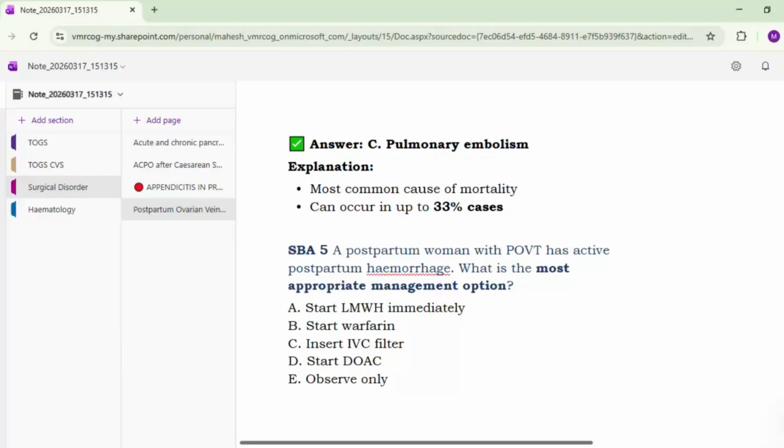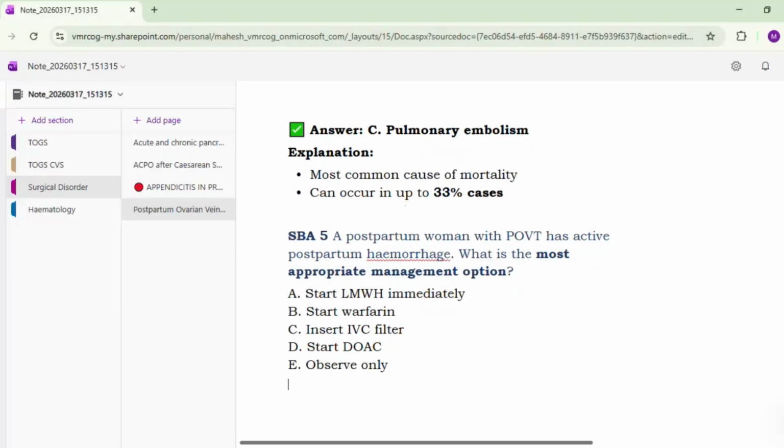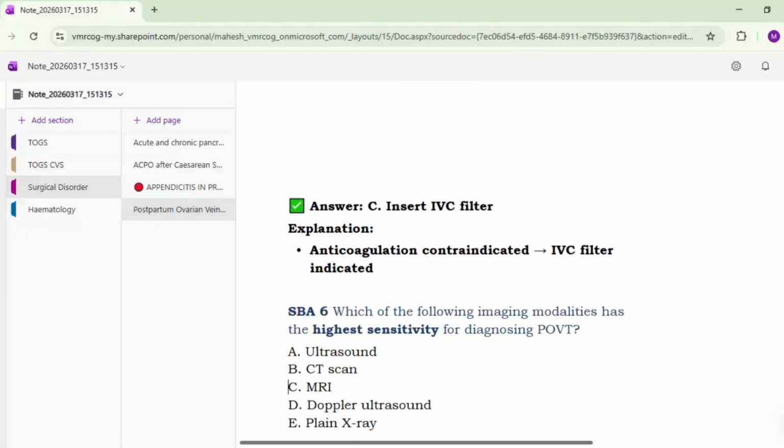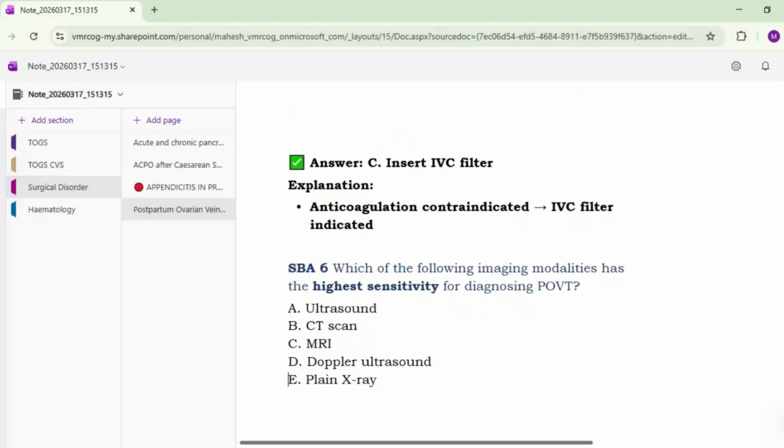Next. A postpartum woman with POVT has active postpartum hemorrhage. What is the most appropriate management option? A. Start LMWH immediately. B. Start warfarin. C. Insert IVC filter. D. Start DOAC. E. Observe only. It is C, insert IVC filter. Yes, because anticoagulation will be contraindicated here.